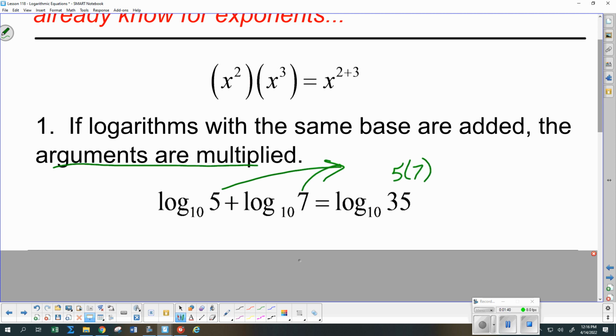I can't have one of them as a log 2, one's a log 3, and one's a log 5 or something. If they're all log 10, it works. Or if they're all log 3, it works. Or if they are all log 7, it works. But it does not work if you've got two or three different bases running around in there.